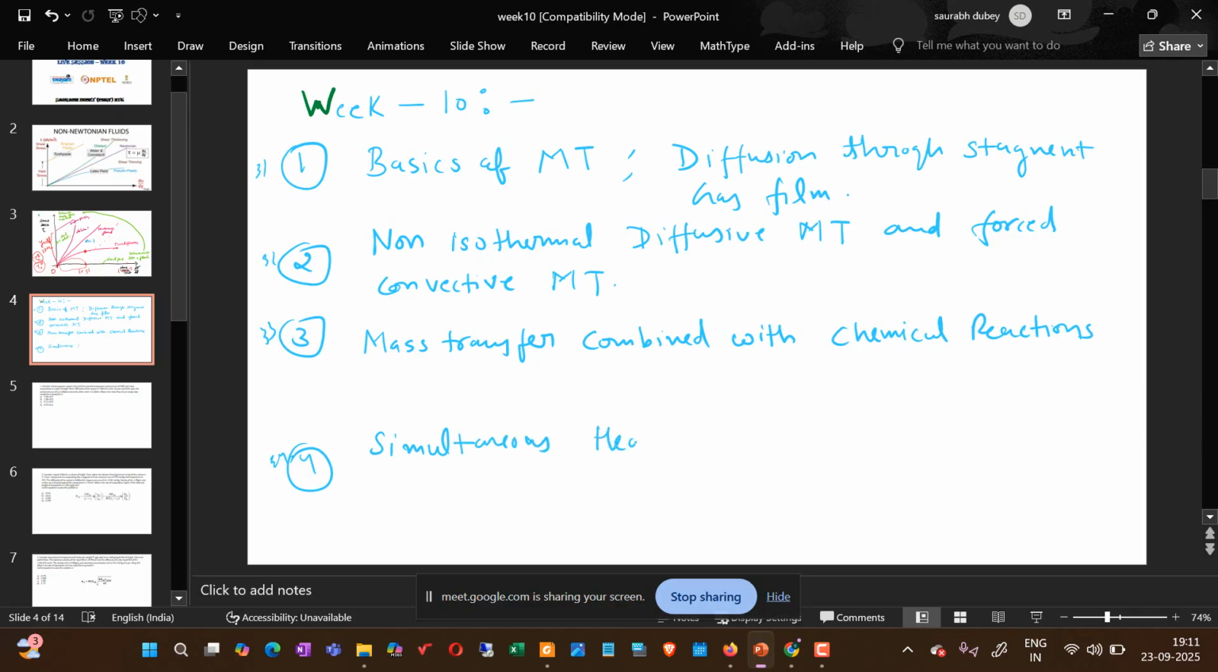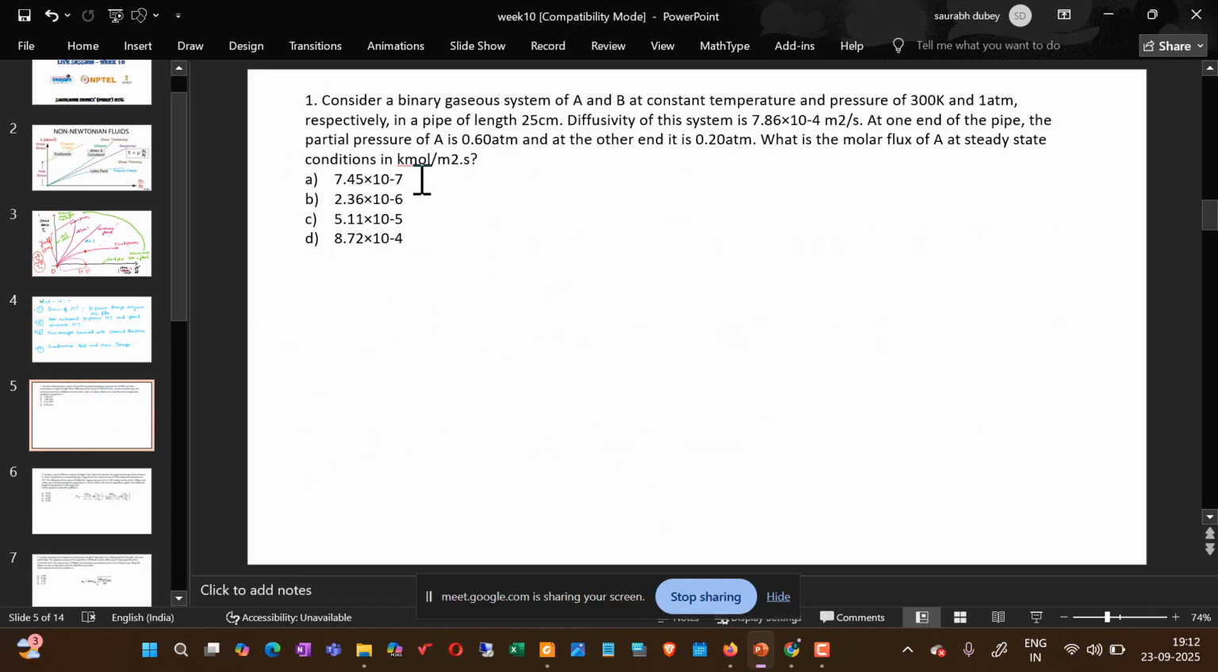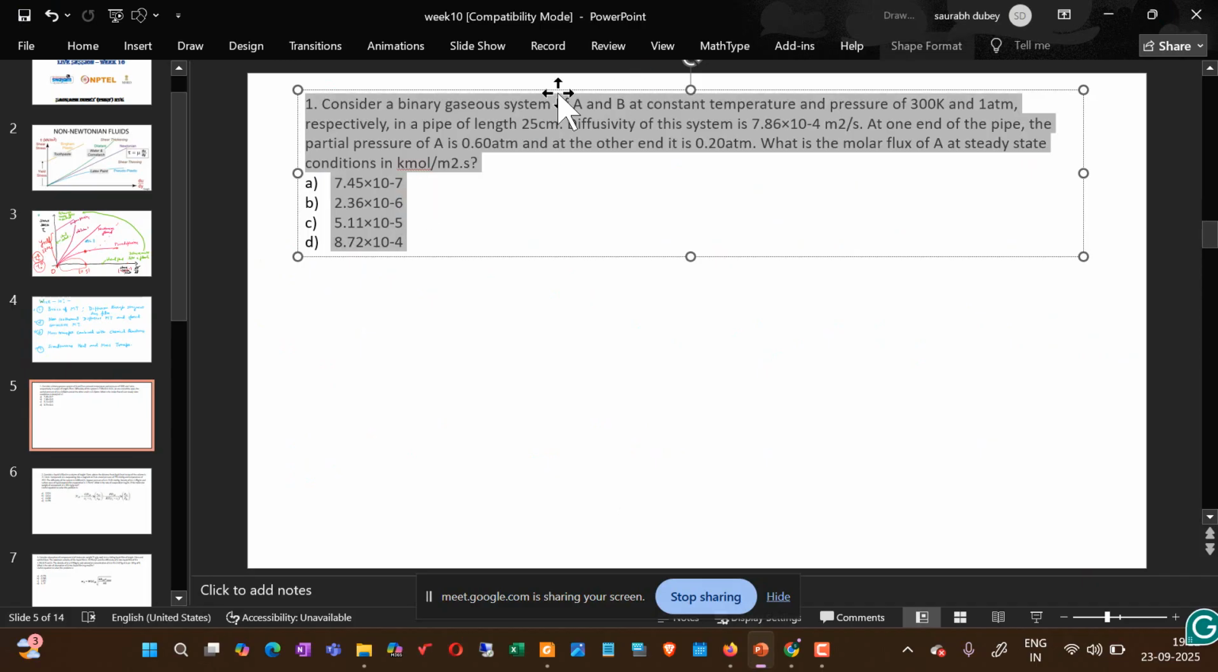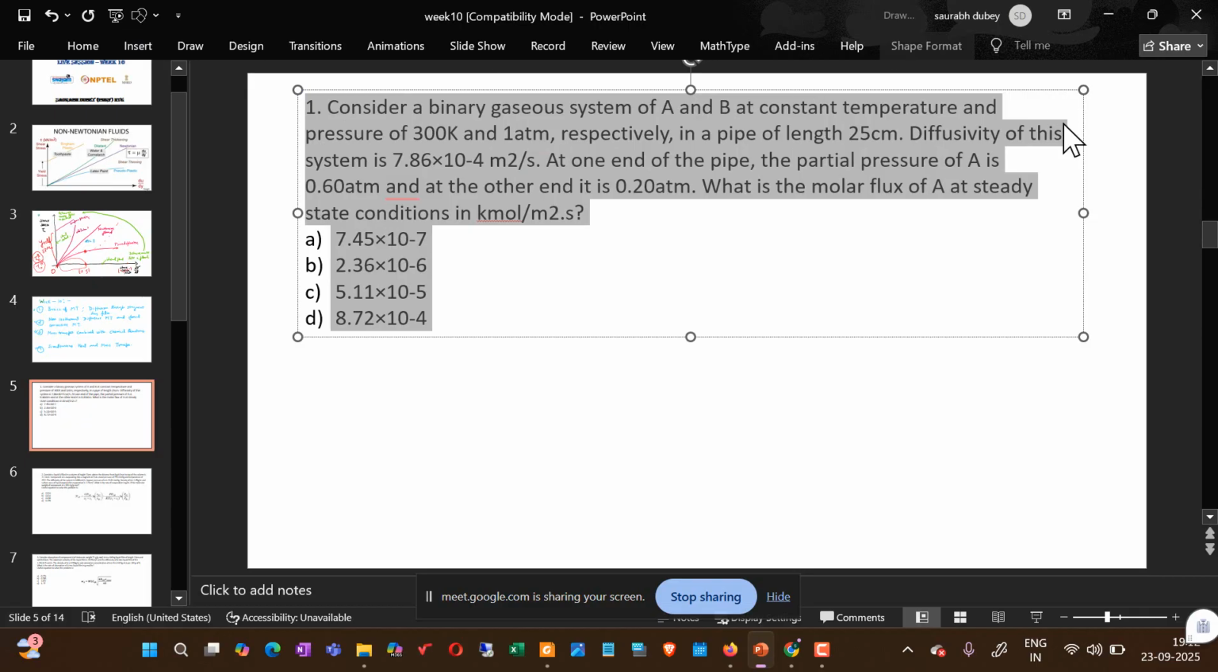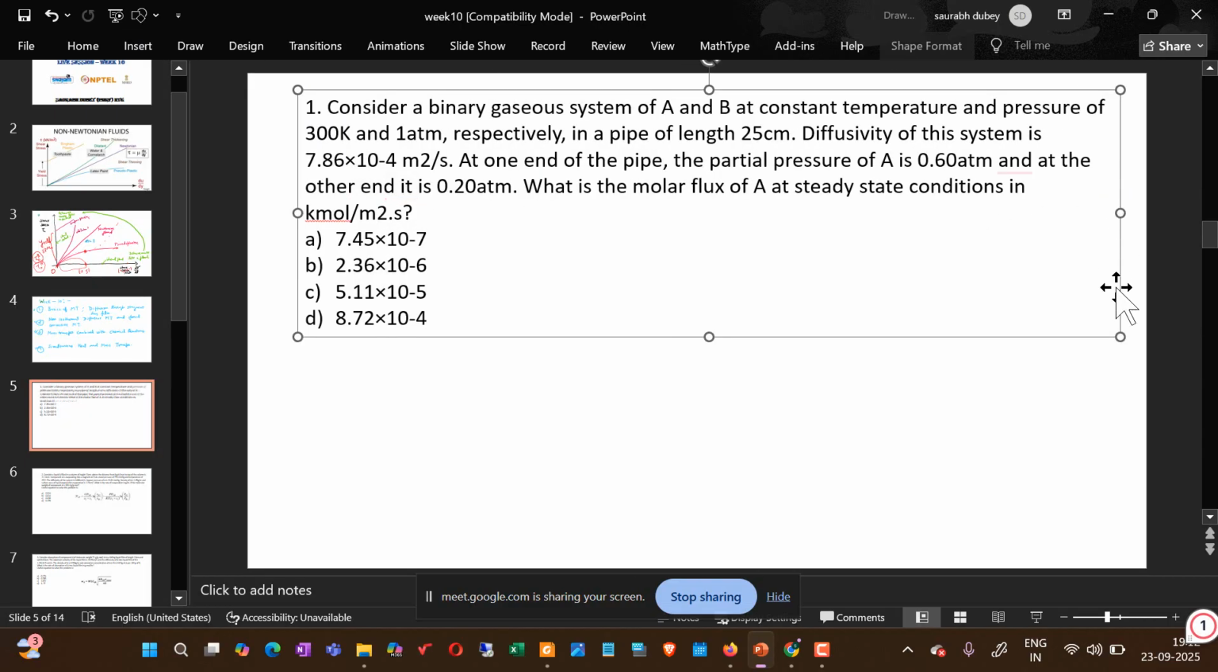heat and mass transfer. So let's see questions on them. I will be solving the questions and connecting the course with this, so this particular lecture will help you. Let me just see if things are okay.